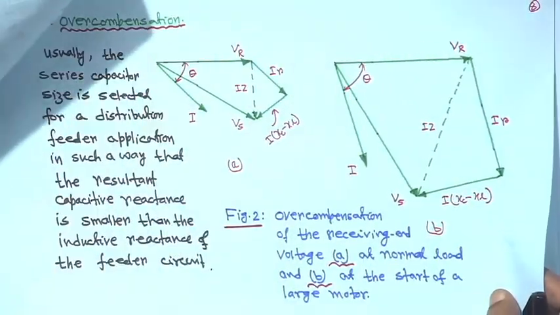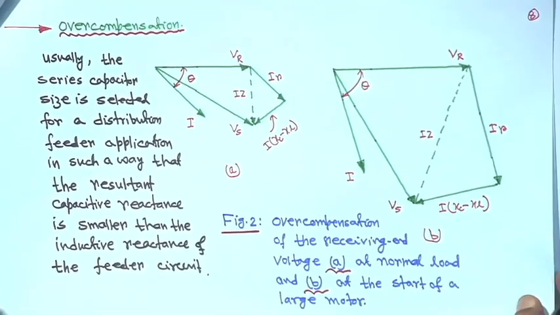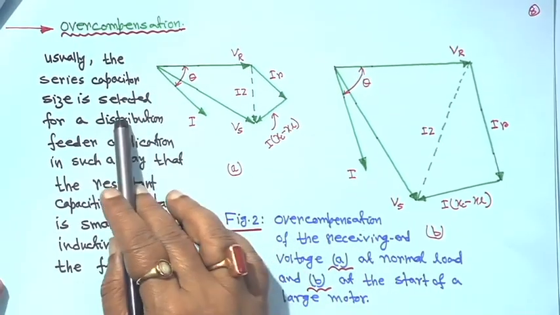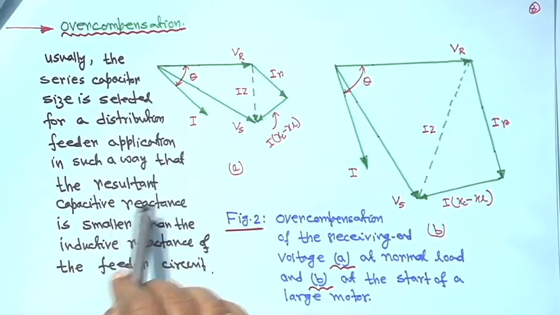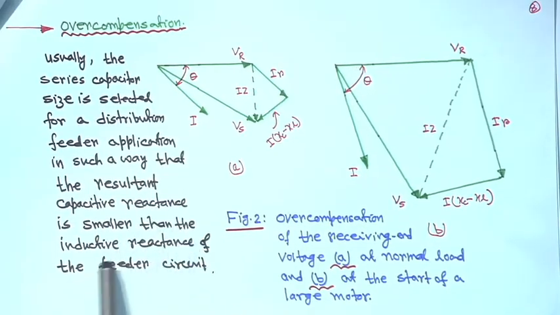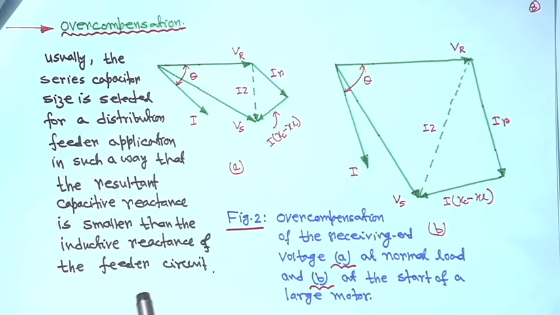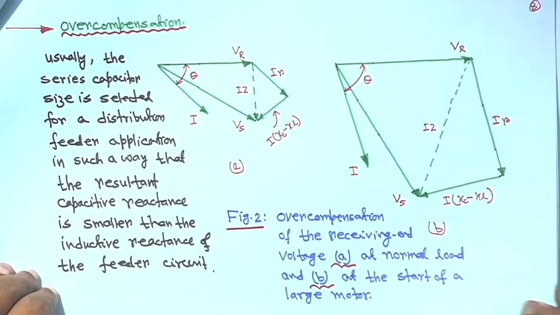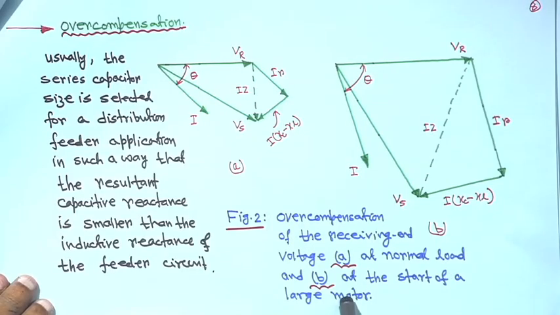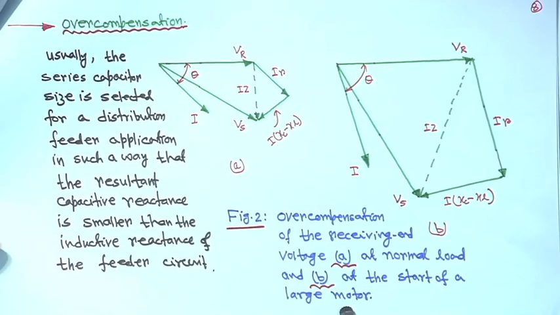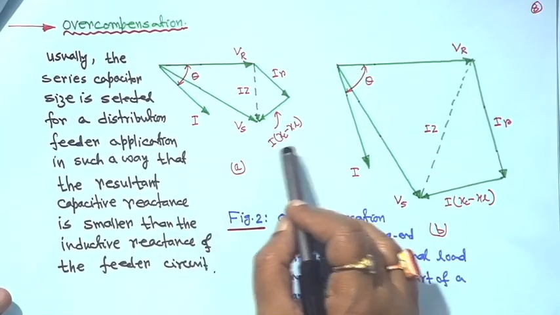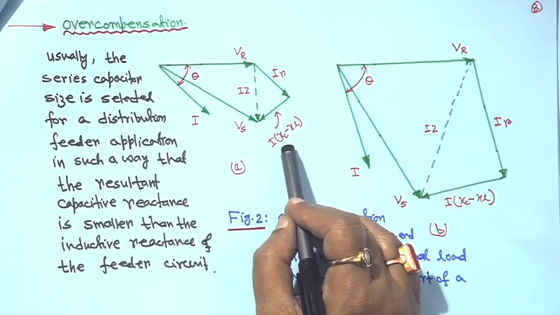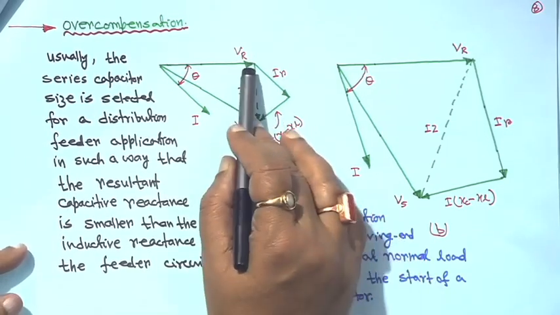Now, next is overcompensation. Usually the series capacitor size for a distribution feeder application is selected in such a way that the resultant capacitive reactance is smaller than the inductive reactance of the feeder circuit. If it is overcompensation, at the receiving end voltage at normal load and at the start of a large motor, with current I lagging, then XL minus XC actually becomes negative, and the IR drop will be there.